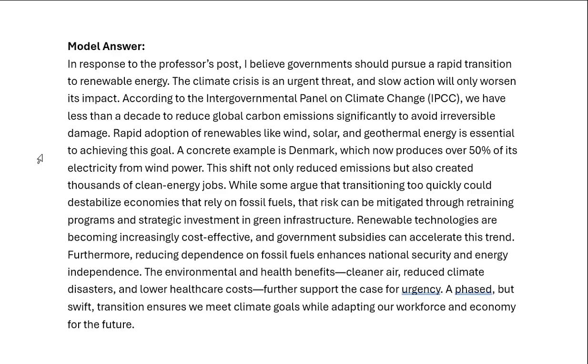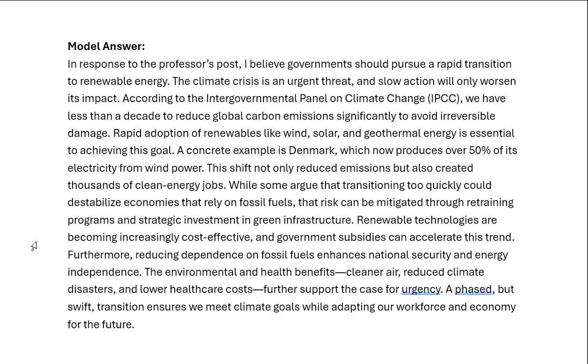A concrete example is Denmark, which now produces over 50% of its electricity from wind power. This shift not only reduced emissions but also created thousands of clean energy jobs. While some argue that transitioning too quickly could destabilize economies that rely on fossil fuels, that risk can be mitigated through retraining programs and strategic investment in green infrastructure. Renewable technologies are becoming increasingly cost effective, and government subsidies can accelerate this trend.